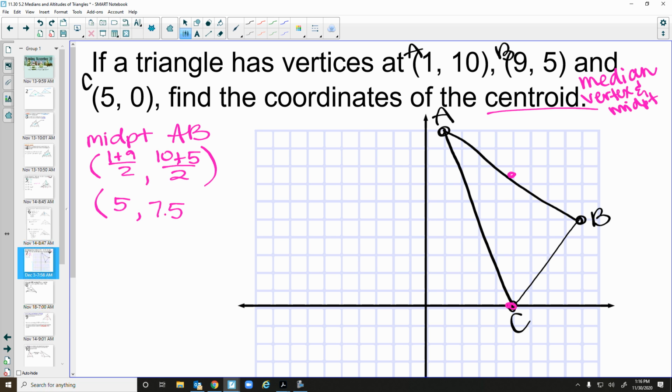Is that distance a vertical line? Yeah, so you can count it. What's the distance there? Oh, 7.5. Okay. All right. You can work with 7.5, right?